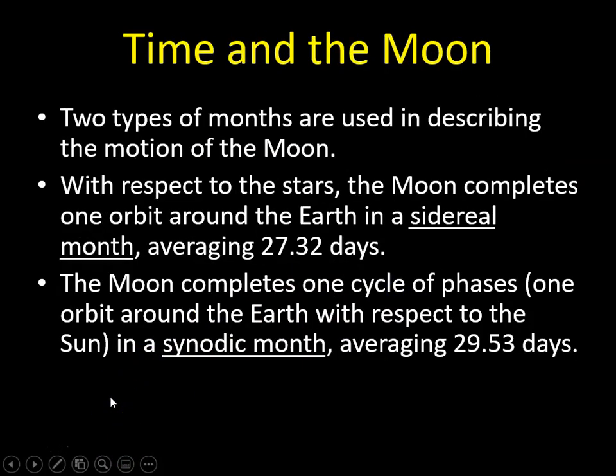So again, just a reminder, the time it takes our moon to make a complete orbit around Earth, we call that a tropical month, also known as a sidereal month. That's about 27.32 days. But the time that it completes a complete cycle of phases is about 29.5 days. That's the synodic month, and that's the one that's actually closest to a real month.